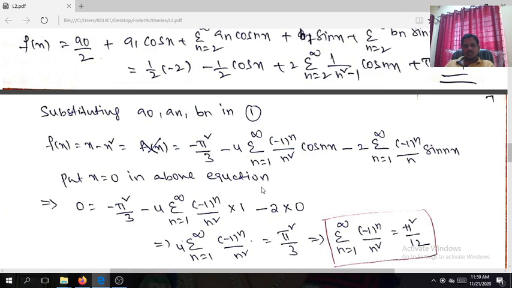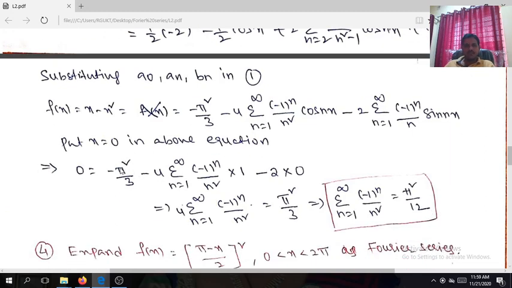Put x is equals to 0 in the above equation. Now listen, minus pi square by 3 minus 4 into summation n is equals to 1 to infinity minus 1 over to the power of n divided by n square, as it is cos nx, cos n into 0 is cos 0. Cos 0 is 1. Minus 2 into summation n is equals to 1 to infinity minus 1 over to the power of n divided by n, sin 0 is 0. So we have only this term, right? That implies you take out this term to the left side, or 4 into summation n is equals to 1 to infinity minus 1 over to the power of n divided by n square is equals to pi square by 3.